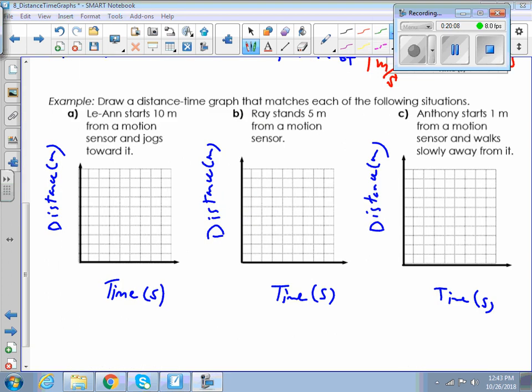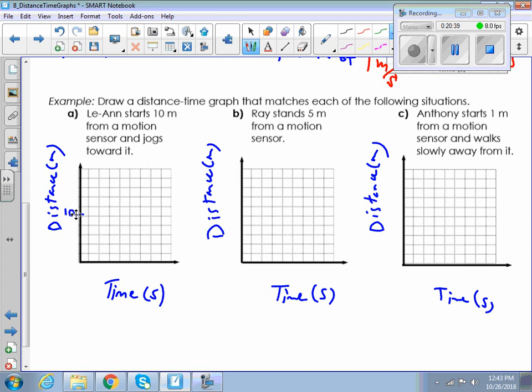All right. So in drawing this, as we said, first step, you draw your axes, your time and distance axis. Time is independent, distance is dependent. Okay? Now we're gonna look at what the scenario describes. The first one says Leanne starts 10 meters from a motion sensor and jogs toward it. Okay? So I have to label where my 10 meter is, so my scale. So I'm gonna, let's say this is my 10 meters here.